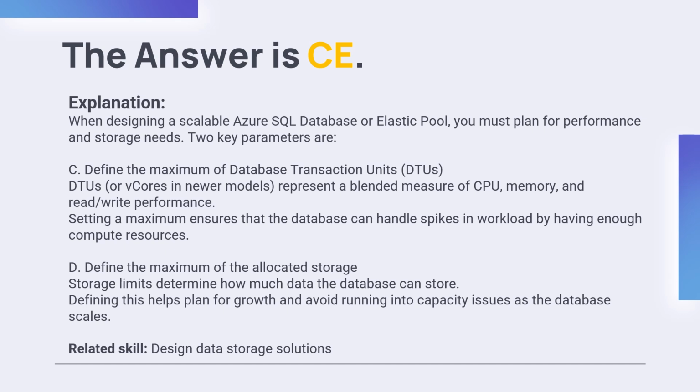When designing a scalable Azure SQL database or elastic pool, you must plan for performance and storage needs. Two key parameters are: C. Define the maximum of database transaction units, DTUs. DTUs, or vCores in newer models, represent a blended measure of CPU, memory, and read-write performance. Setting a maximum ensures that the database can handle spikes in workload by having enough compute resources.